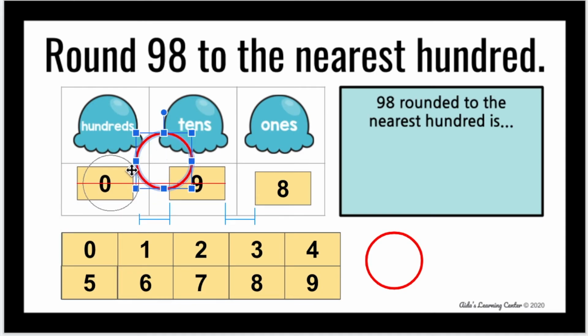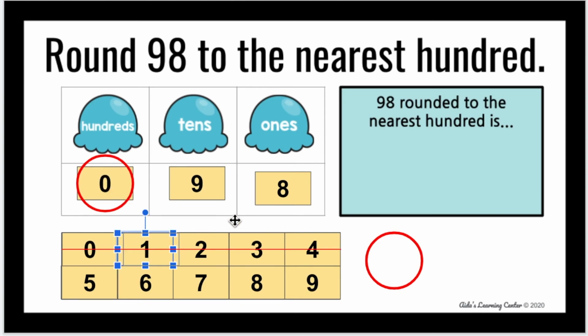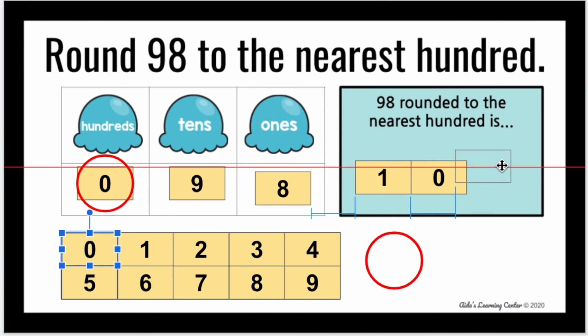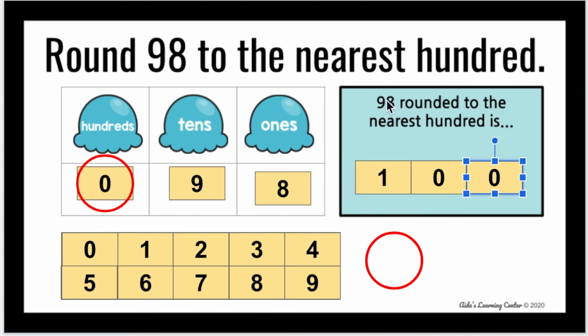And let's go ahead and circle the 0. Okay, now let's go ahead and look onto our neighbor. Our neighbor is a 9. Now remember the rules of rounding. 5 or more, up the score. 4 or less, let it rest. So since we have a 9, that's 5 or more, up the score. So instead of a 0, I'm now going to have a 1. And everything else turns into zeros. So 98 rounded to the nearest hundred is 100.